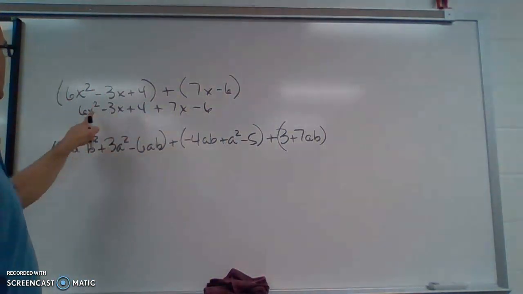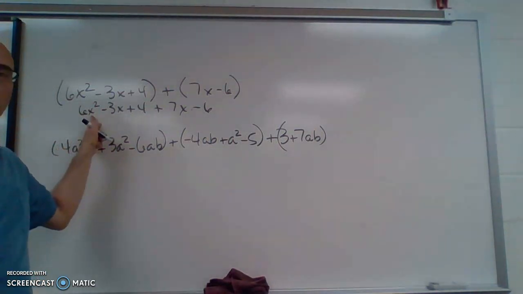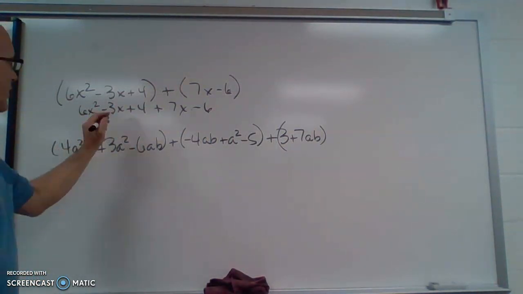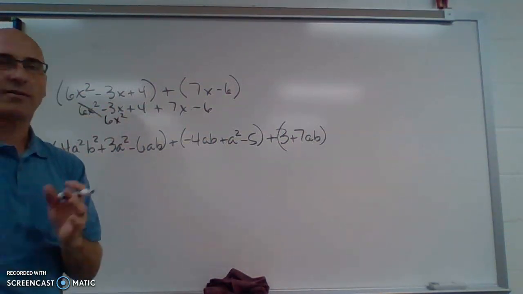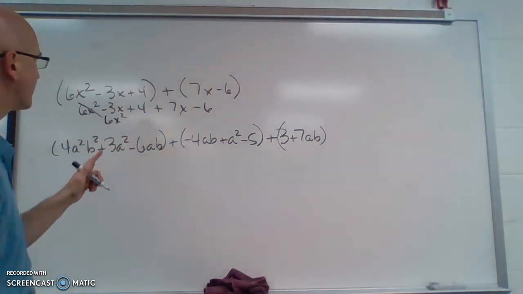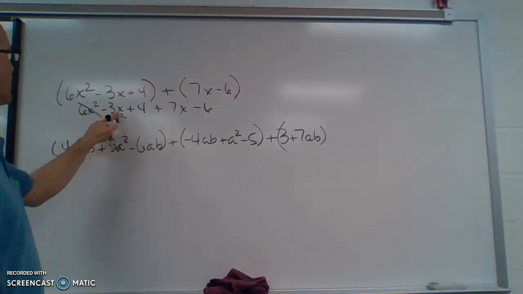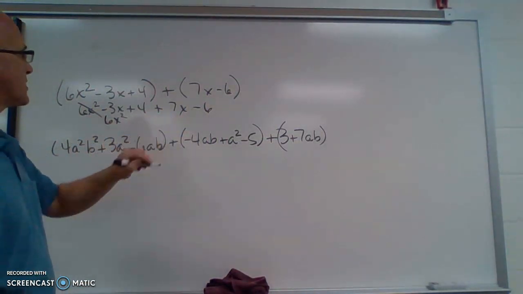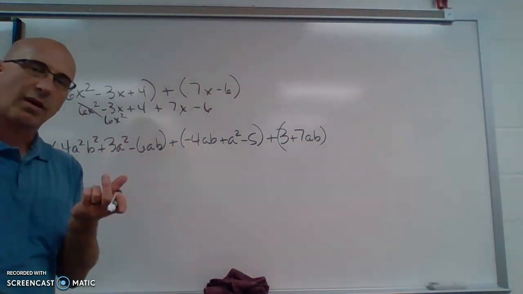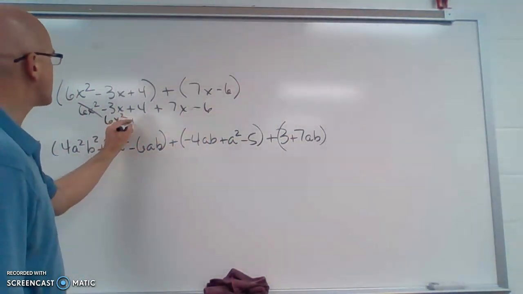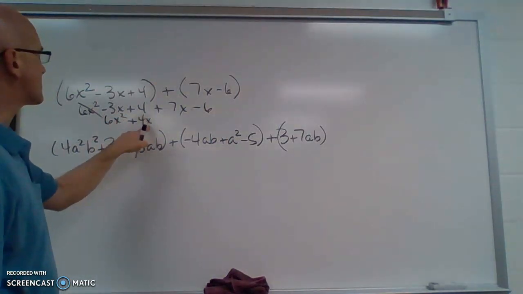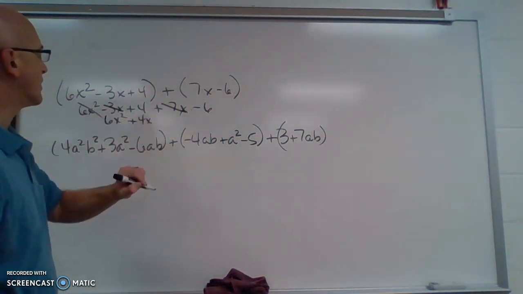First, I see we have an x squared right here, and we only have one of those. So we're going to keep the 6x squared. I'm going to cross that off so I know that I've dealt with it. Now I've got a negative 3x and a positive 7x, so I'm going to combine those. Negative 3 plus 7 is a positive 4x, and we have to keep that term in there.